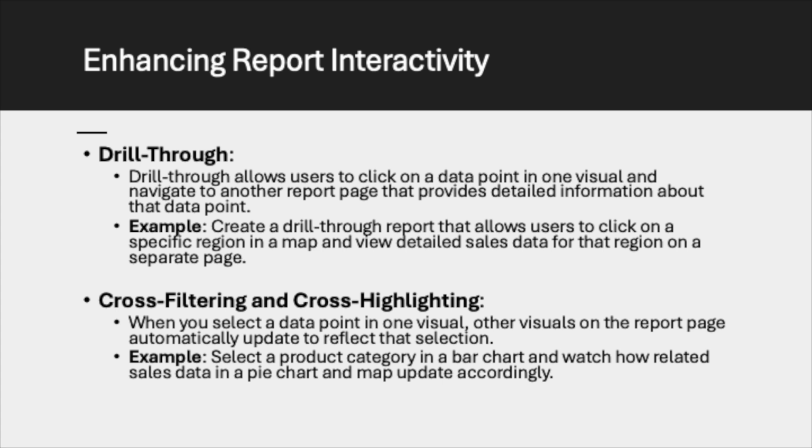Cross filtering and cross highlighting. When you select a data point in one visual, other visuals on the report page automatically update to reflect that selection. An example is to select a product category in a bar chart and watch how related sales data in a pie chart and map update accordingly.